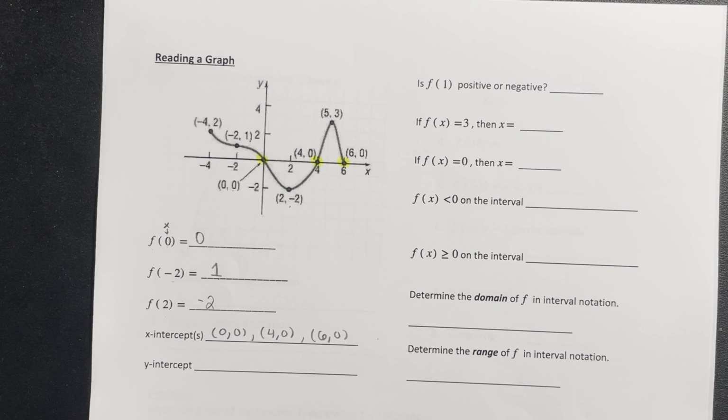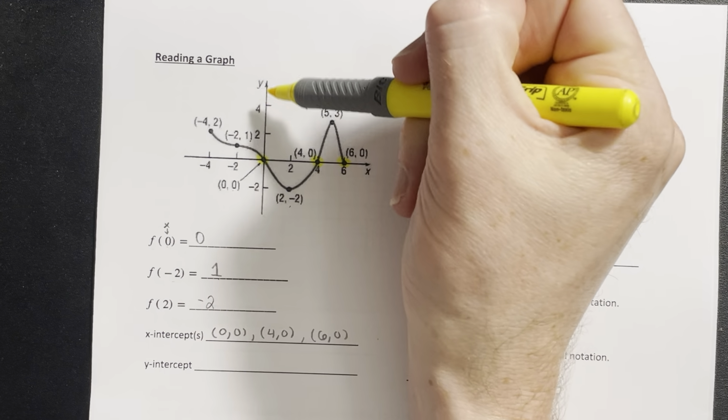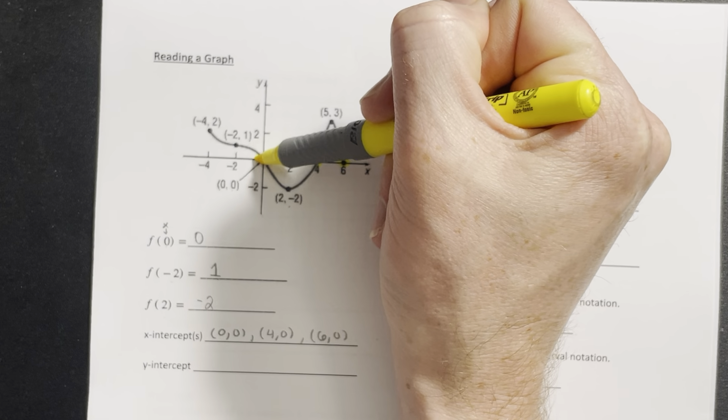The y-intercept is when the graph crosses our y-axis. So here the graph crosses at (0, 0).